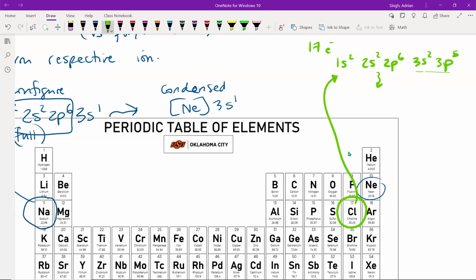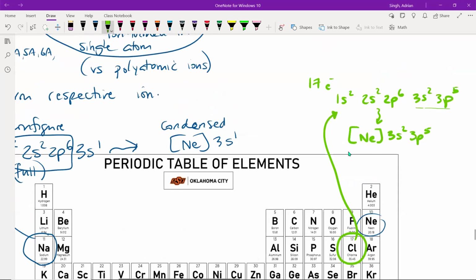We can also write this in the condensed form. The noble gas before it is neon. Then we have our 3s2, 3p5. Okay, so this is for the chlorine atom. The chlorine atom starts off with 17 electrons. Atomic number 17 also means 17 protons. So the overall charge here is 0. It's neutral to begin with.